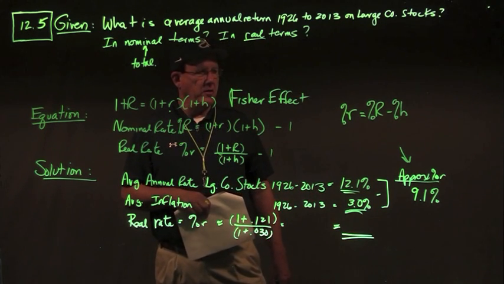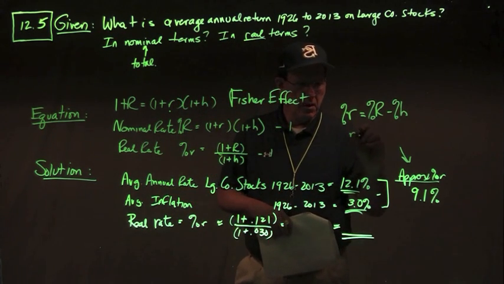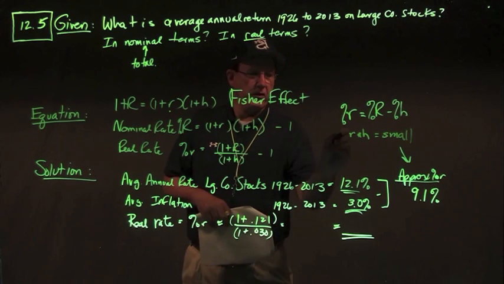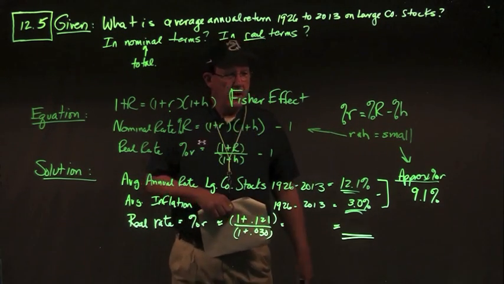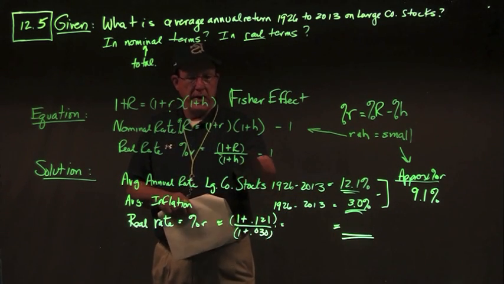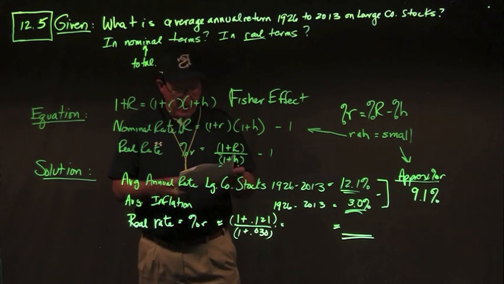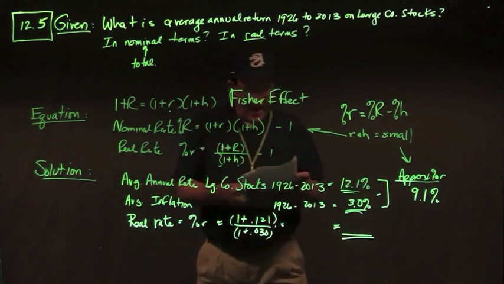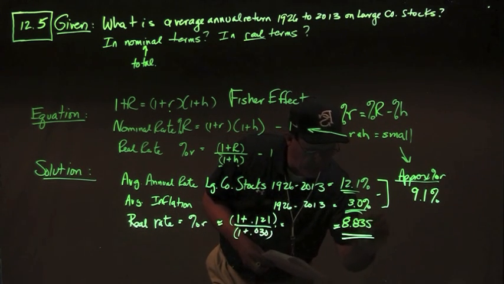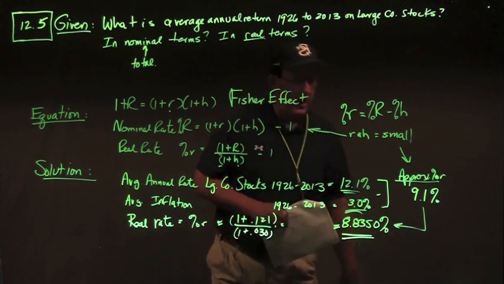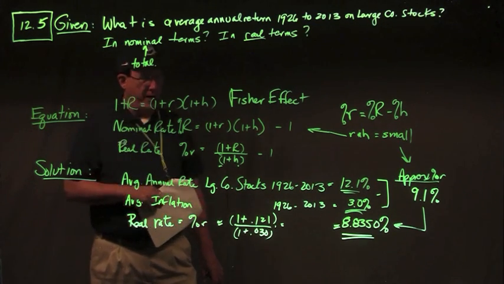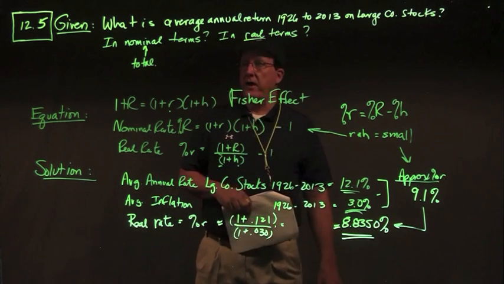That's the Fisher approximation because little r times H is small if I multiply this Fisher effect out. So I can approximate my answer at 9.1%. What's the exact answer? Well, 1 plus 0.121 divided by 1 plus 0.030, and I get an exact Fisher effect real rate of return of 8.8350%. You can see my approximation is not bad. I approximated 9.1 in my head by quick subtraction. The exact Fisher effect answer for the real rate is 8.8350. There are your answers to problem number 5.